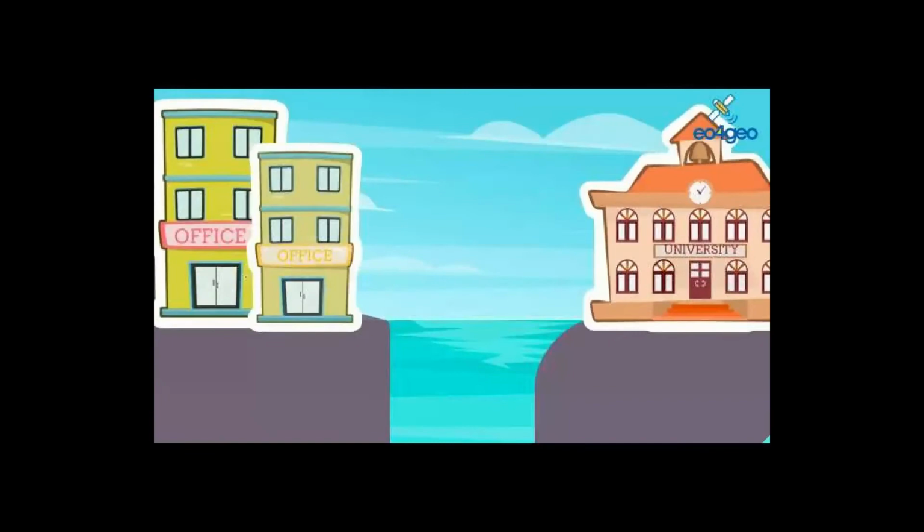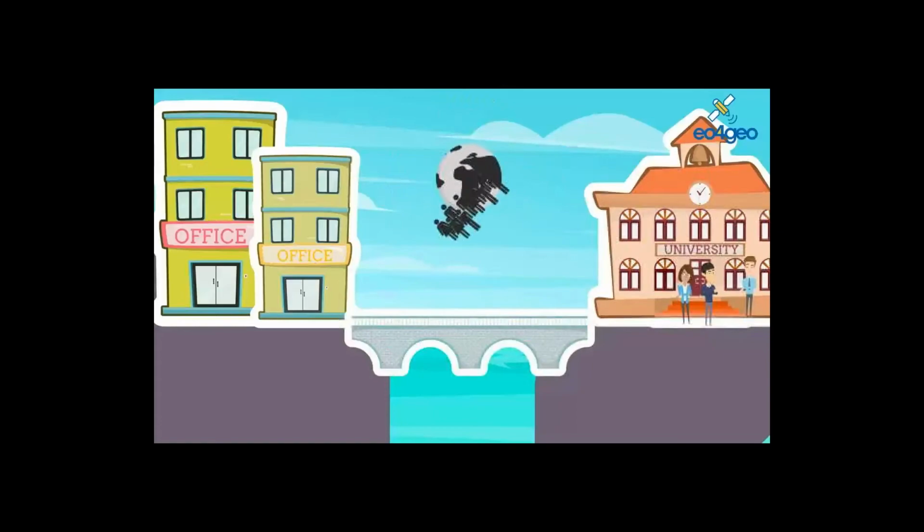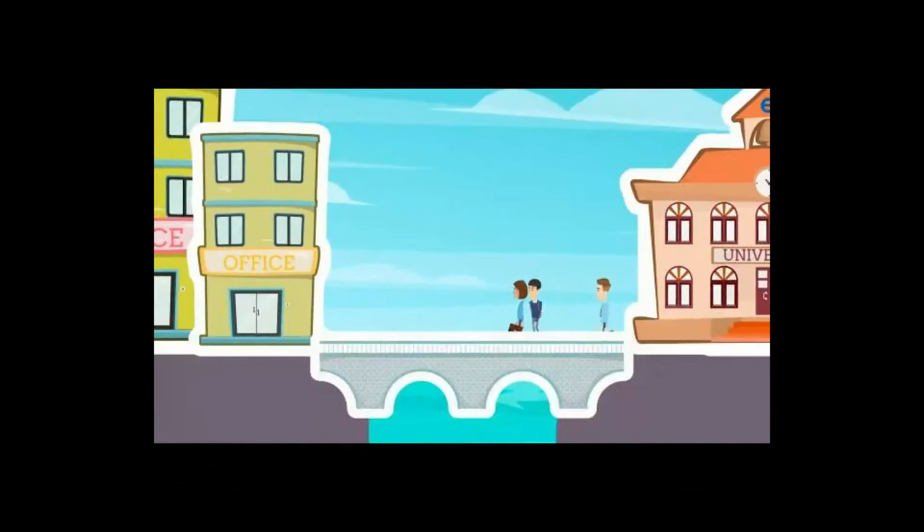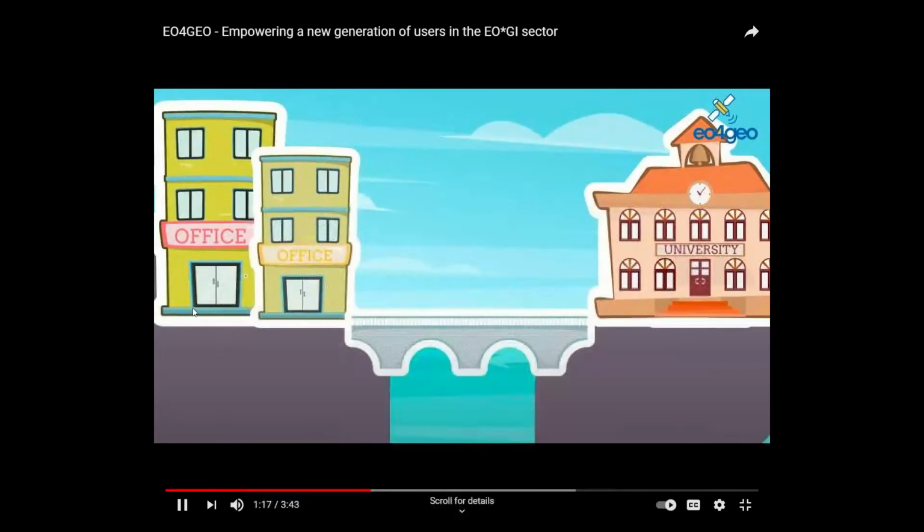EO4GEO is an Erasmus Plus sector skills alliance which aims to bridge this skills gap and to build an Earth observation workforce with the right skills, in the right place, at the right time. To reach this ambitious goal and thus to maximize the benefits of the space industry for the European society, EO4GEO produces a series of outcomes.